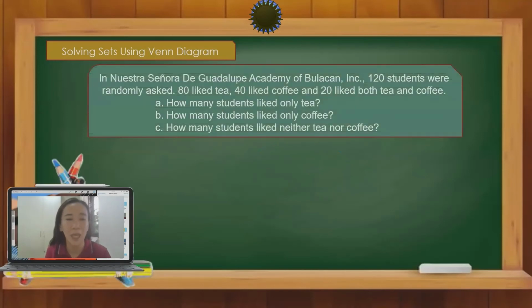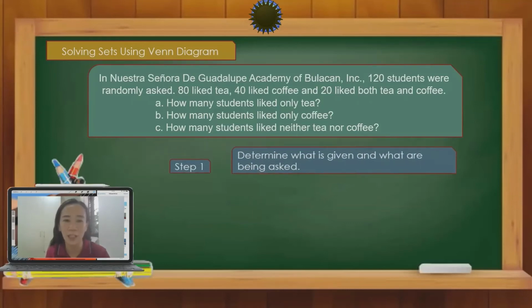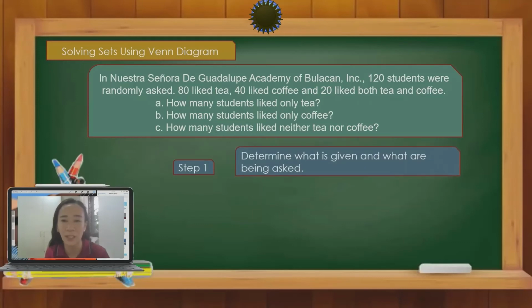Another example. In Nuestra Señora de Guadalupe Academy of Bulacan Incorporated, 120 students were randomly asked. 80 liked tea, 40 liked coffee, and 20 liked both tea and coffee. How many students liked only tea? How many students liked only coffee? How many students liked neither tea nor coffee? So first step here is to determine what is given and what are being asked. We can see here the 3 questions being asked.